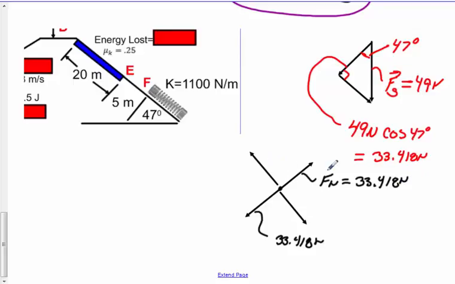Now to find the frictional force, I always take normal times mu. So I'll multiply that by 0.25. My frictional force here is going to be 8.3544 newtons. Now this one here, which I'm going to just rewrite, which is this force right here, is just going to be nothing more than 49 newtons times the sine of 47 degrees.